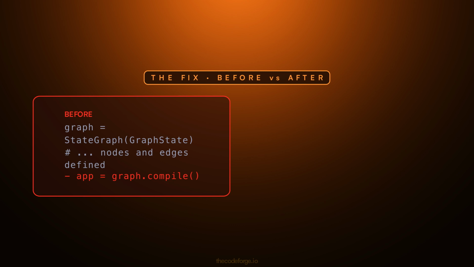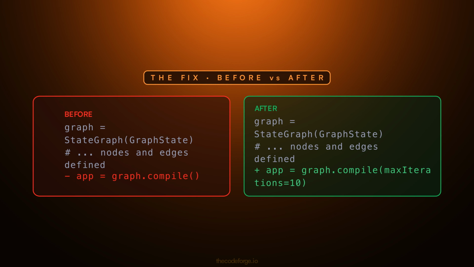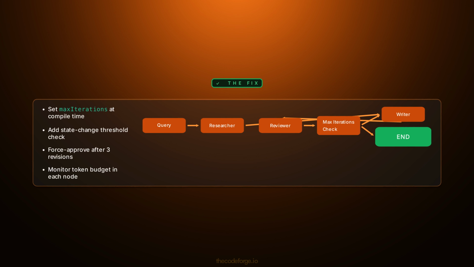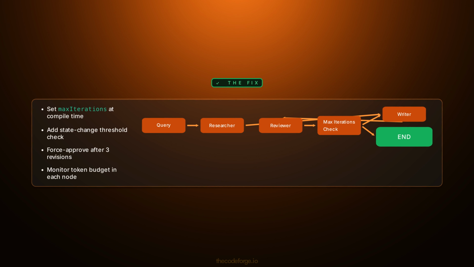The critic agent's prompt lacked an approval threshold, and the graph had no maximum iteration limit, causing two agents to loop endlessly and burn 47,000 tokens. The fix is to enforce a maximum iteration limit. In the conditional edge, we check revision count and token budget. If either exceeds a threshold, we force-end the loop. This prevents runaway token consumption.